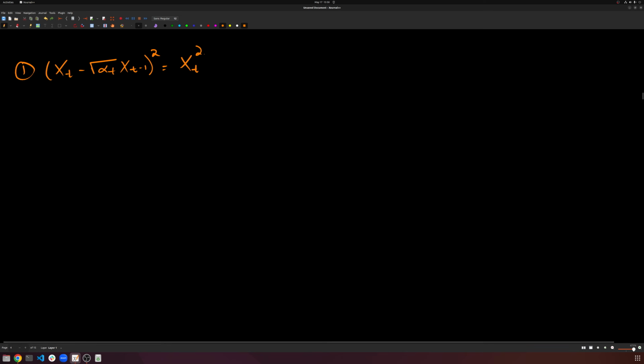It's going to be xt squared minus 2, and let's put the square root of alpha t first. So square root of alpha t xt minus 1 plus b squared, which is just going to be alpha t xt minus 1 squared. So that's our standard a squared minus 2ab plus b squared formula. And let's just repeat this for all the terms.